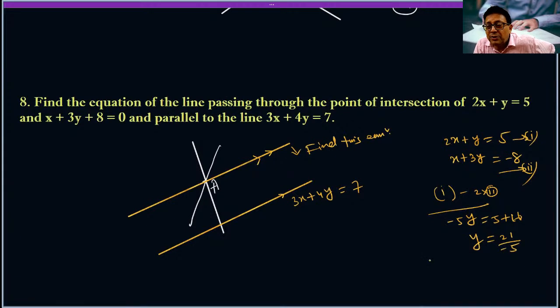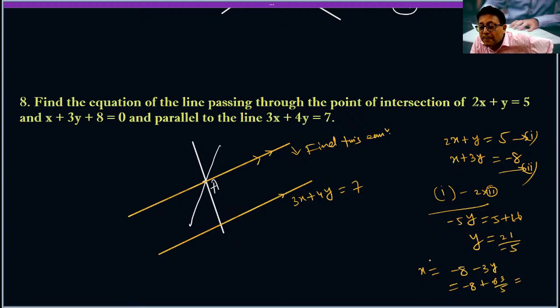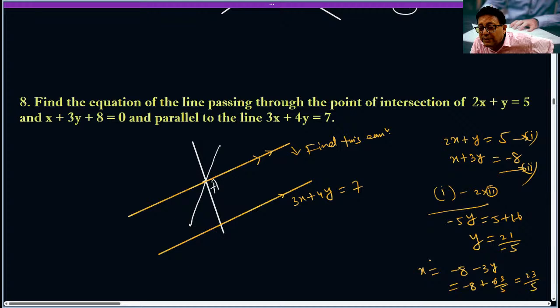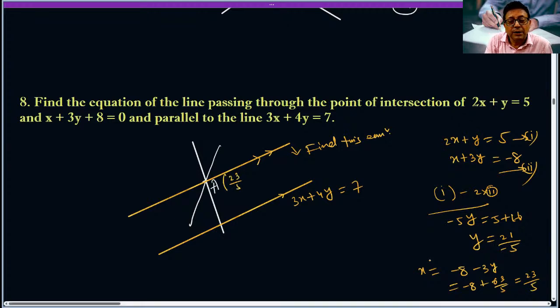Clear? X we have to find. 23 minus 8 minus 3y plus 63 by 5. This is 23 by 5. Clear? So this point has coordinate 23 by 5 comma minus 21 by 5. Okay? Clear?